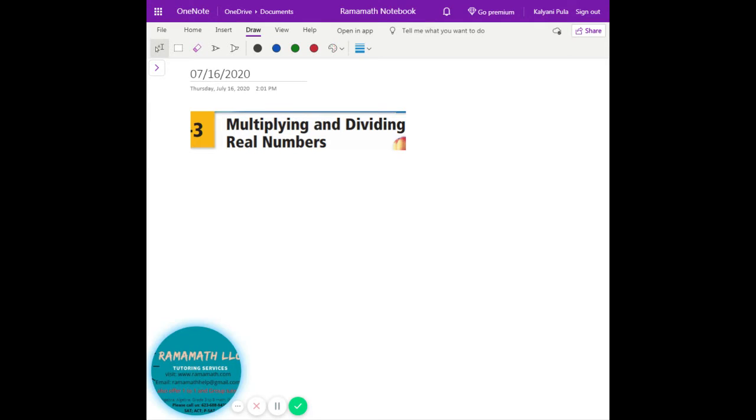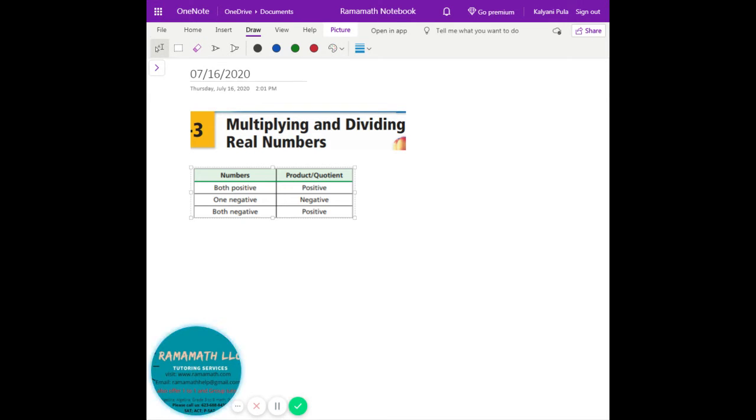Right. In the last lesson, we looked into add and subtract real numbers. Now today, we're going to go over multiply and divide real numbers. The one important rule in multiplying and dividing real numbers is to be careful with the signs, positive or negative.